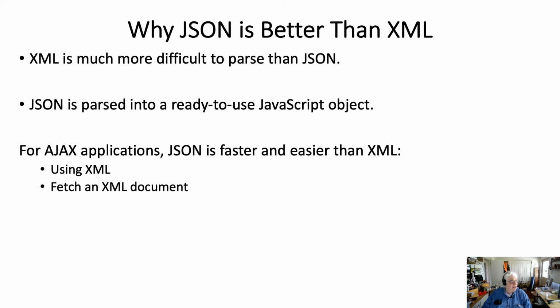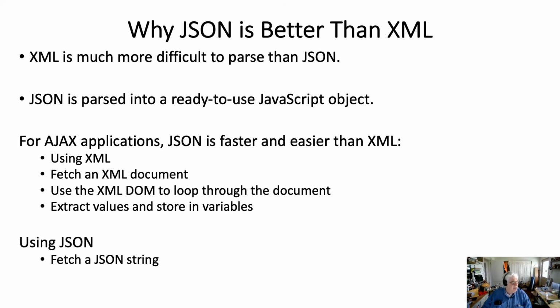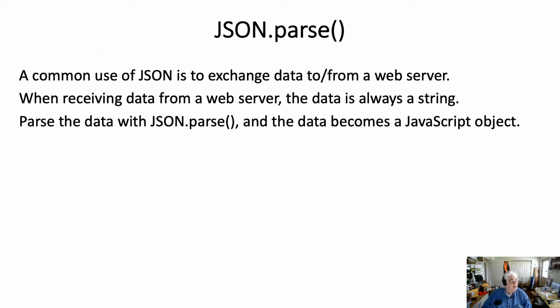Using XML, you fetch an XML document, use the XML DOM to loop through the document, and then extract the values and store them in variables. Using JSON, you fetch the JSON string and then use JSON.parse on the JSON string. A common use of JSON is to exchange data to and from web servers.